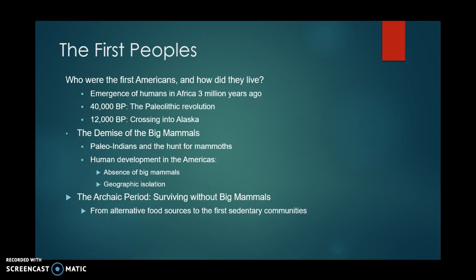Obviously the woolly mammoth and those big mammals are going to die out, going through some climate changes, and the last mini ice age happened about 10,000 years ago. So once that is gone, you're going to have the absence of those big mammals. We have those people that have been here, and then also geographic isolation. The Bering Strait land bridge is going to melt; those glaciers are going to melt and cover it up with water so that you can't have an easy crossing like that anymore. And that brings us to the Archaic period.